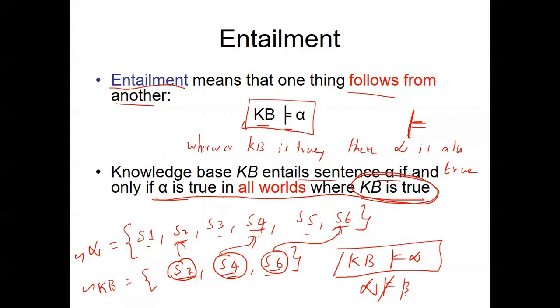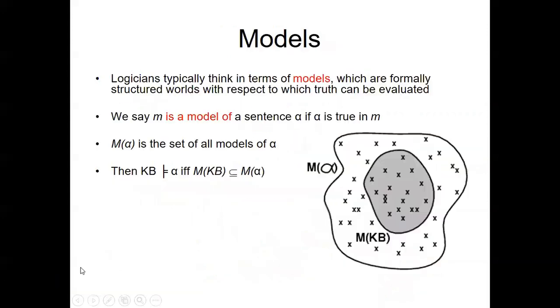Wherever alpha is true, there KB is also true. But if you take S1, it is true in alpha, but S1 is not at all in KB. So in that case, it fails. So alpha does not entail KB, but KB entails alpha. So this is what the meaning of entailment is.